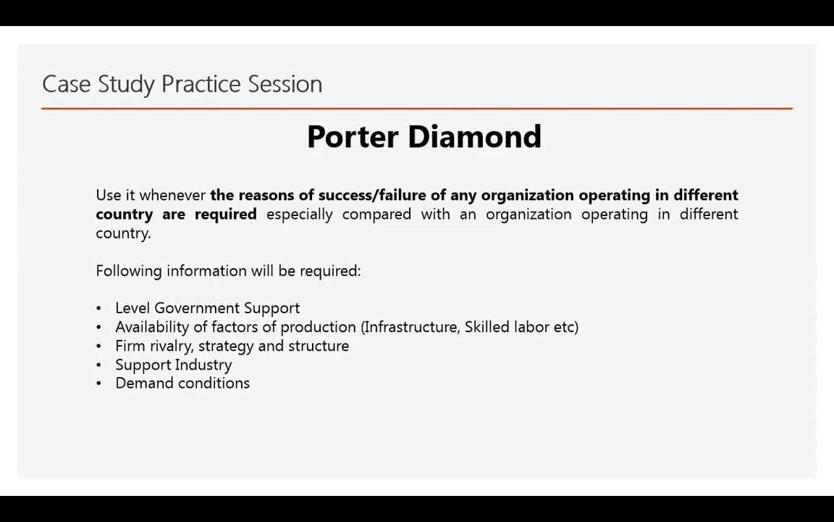So availability of the factors of production, then firm's rivalry, strategy, and structure. There will be information about the organization structures of the companies operating in that country. If they are tall organizations, if they are big organizations, if they have a very good structure, which allows them to have strong internal controls, so they will have more chance of expansion and their performance will be better. So definitely the organization will gain competitive advantage.